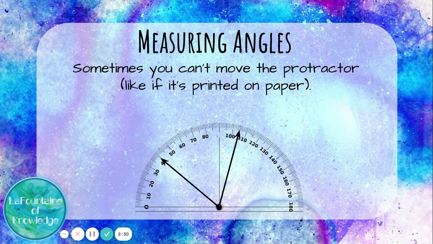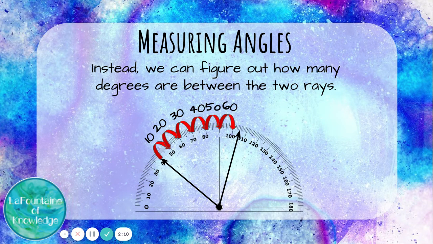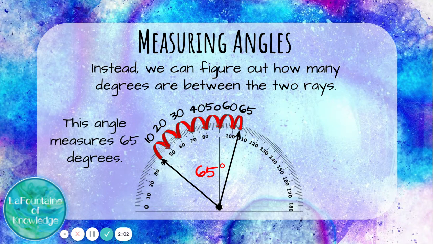Sometimes you can't move the protractor, like if it's printed on paper. Instead, we can figure out how many degrees are between the two rays. I'm going to take jumps of 10 to count. 10 degrees, 20 degrees, 30 degrees, 40 degrees, 50 degrees, 60 degrees. I can't jump 10 more. It looks like I can only go 5 more. 65 degrees. This angle measures 65 degrees. It's an acute angle.